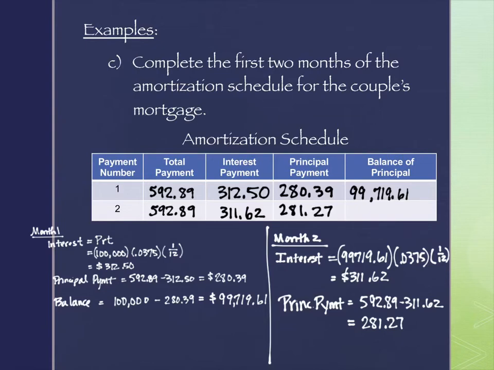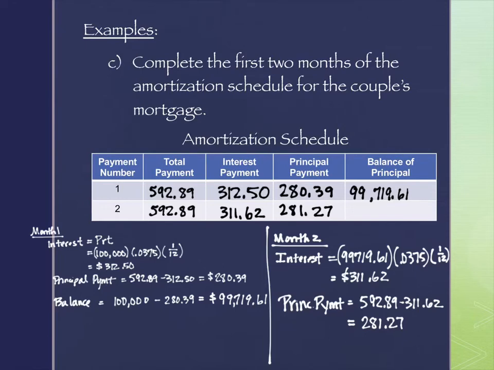And again, that should make sense. As we move down this table, the interest column should be decreasing. Well, I should start with the total payment column, which should be staying the same. The interest column should be decreasing, and the principal payment should be increasing every month. What should the last column be doing? Decreasing, right? Because we're paying off the loan.